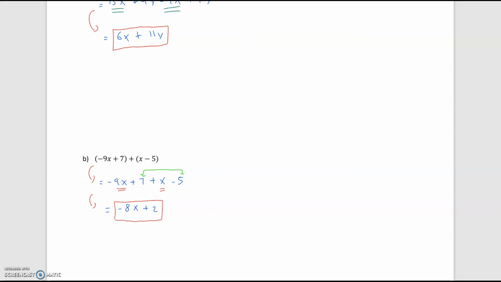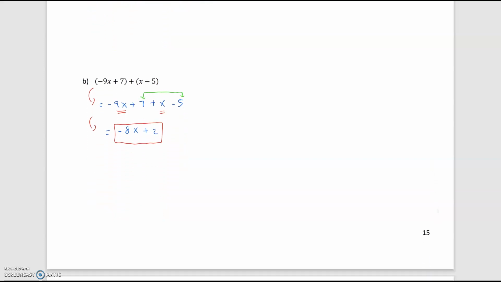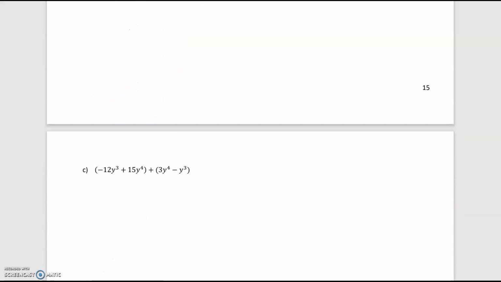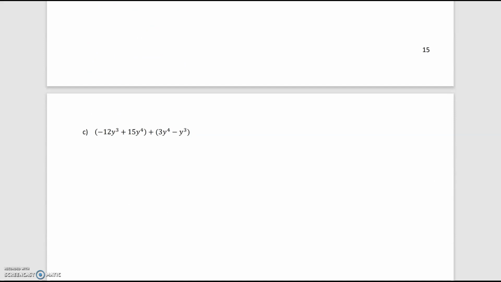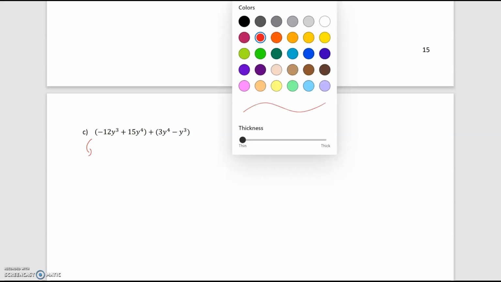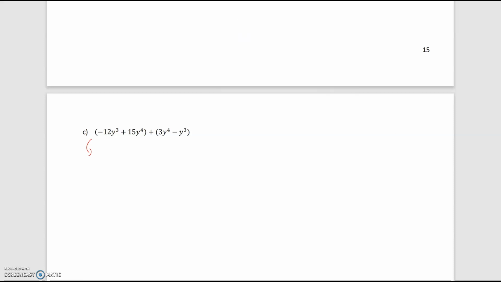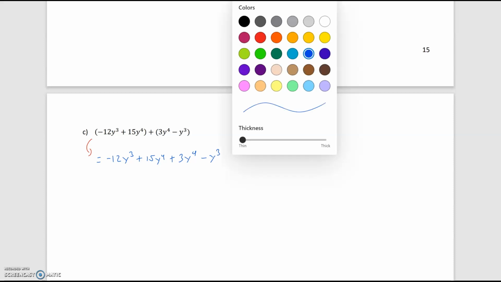Okay, let's move on to the next problem. And careful on the next problem. Also, there are no constants on the outside, so we can just drop the parentheses. And we end up with negative 12y to the third plus 15y to the fourth plus 3y to the fourth minus a y to the third.